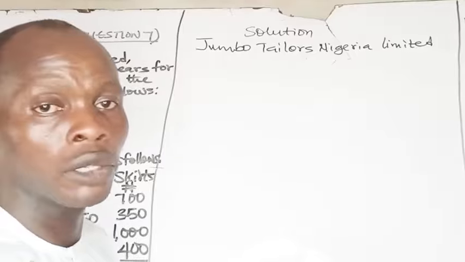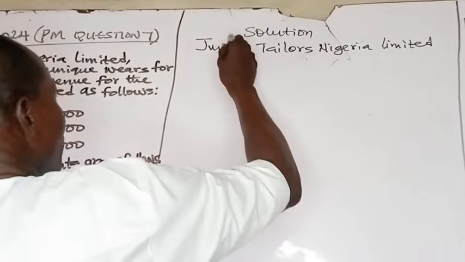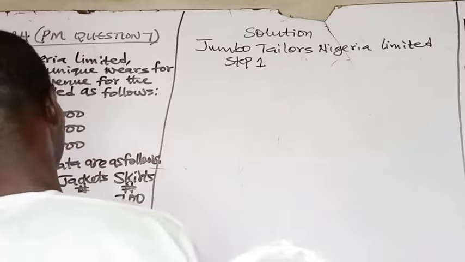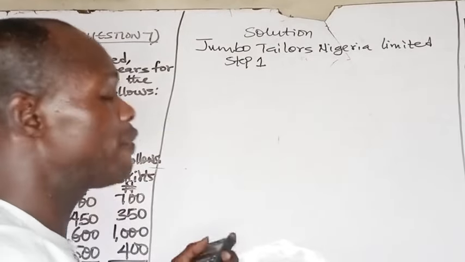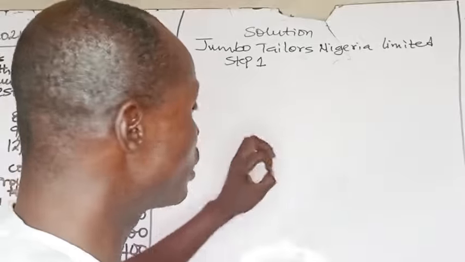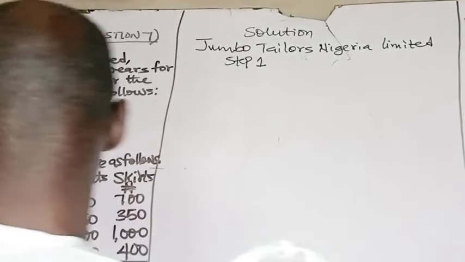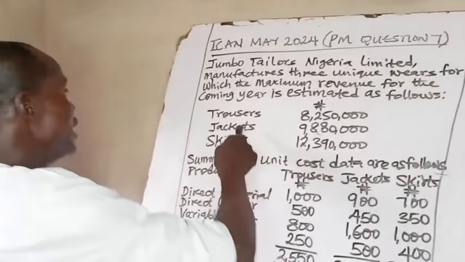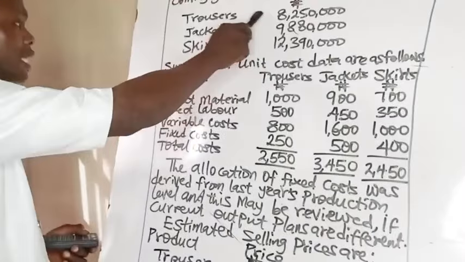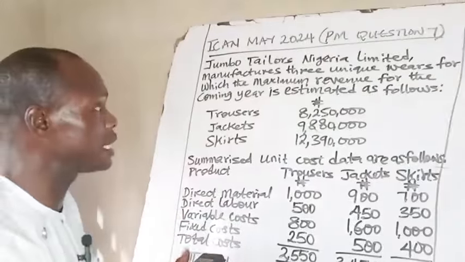The first step is to identify the limiting factor. That is step 1. I've told you that to calculate the limiting factor, you multiply your demand by the unit of the limiting factor. If you look at this question, you have been given the total revenue. You are not given the number of units demanded. Therefore, you will need to compute the number of units demanded.